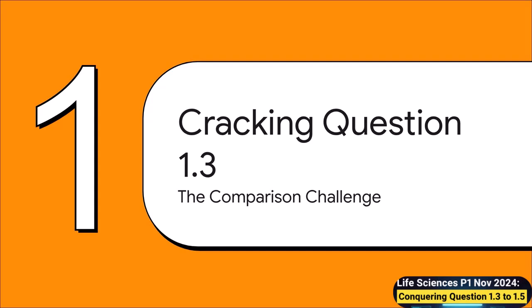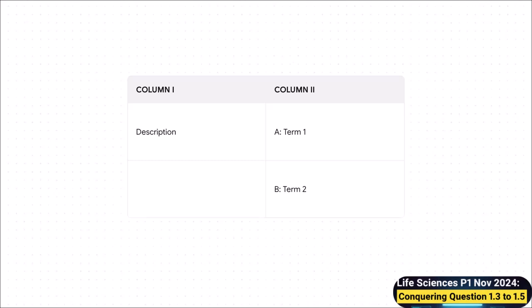This is what I call the comparison challenge. And trust me, it's a quick 6 marks just waiting for you if you know the strategy. So here's the typical setup. You get a description over in column 1, and then 2 sciencey terms in column 2, labeled A and B. All you have to do is figure out if that description fits A only, B only, both of them, or neither of them. Simple, right?